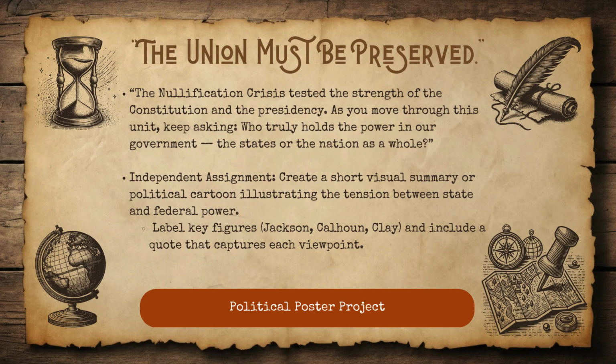Create a short visual summary or political cartoon illustrating the tension between state and federal power. Label key figures, Jackson, Calhoun, Clay, and include a quote that captures each viewpoint. To view your assignment and rubric, access your Google Classroom to view today's post.